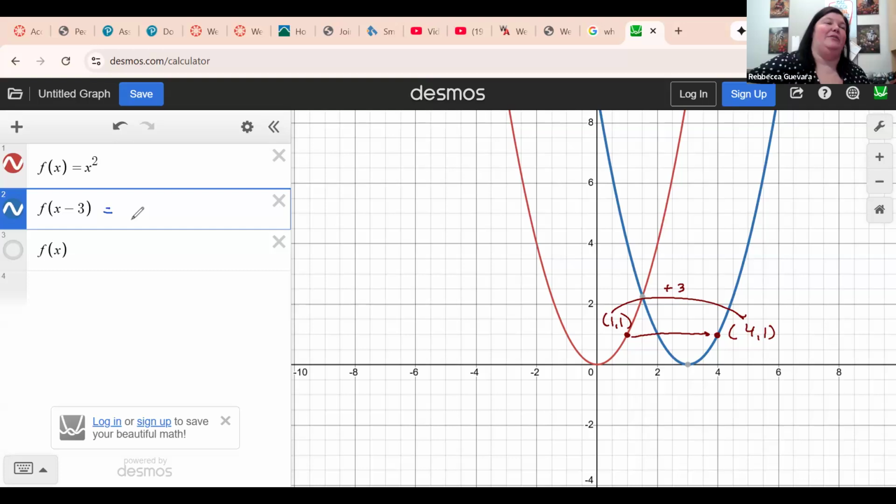So if you were to go back and rewrite this without the function notation necessarily, remember that your x is replaced now with x minus 3. So this is just x minus 3 squared. Or you can say this is x squared minus 6x plus 9.